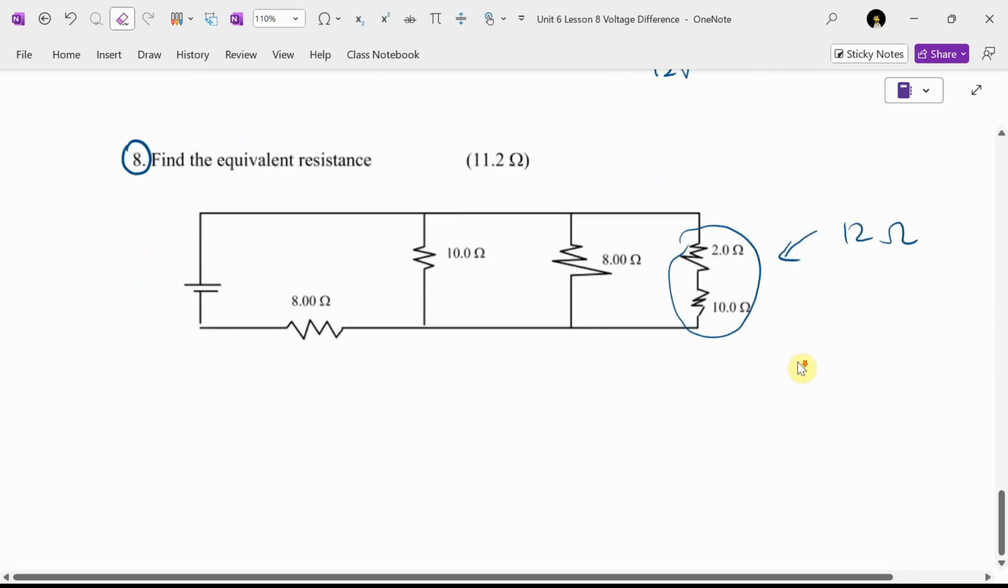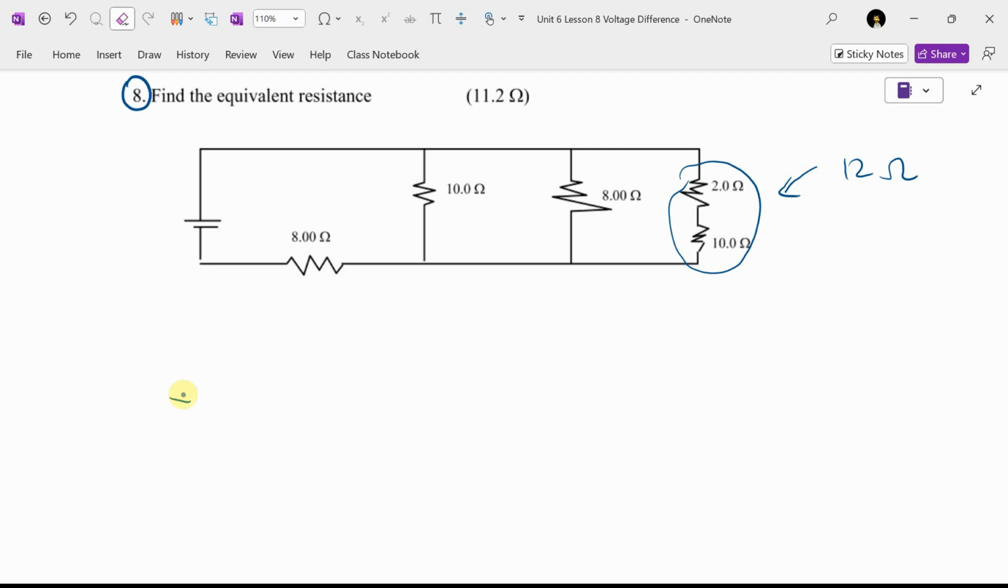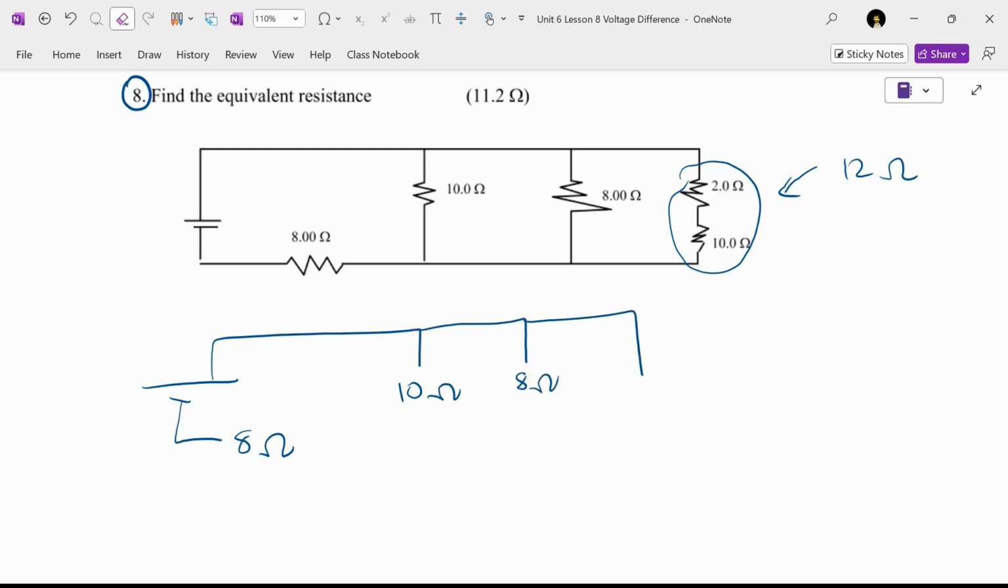So I'm going to say that this circuit is really a battery, an 8 ohm resistor there, but in parallel I have a 10 ohm, an 8 ohm, and a 12 ohm. And I know those are in parallel because they all start at the same height. Right there is where they all branch off, and they all end at the same height.